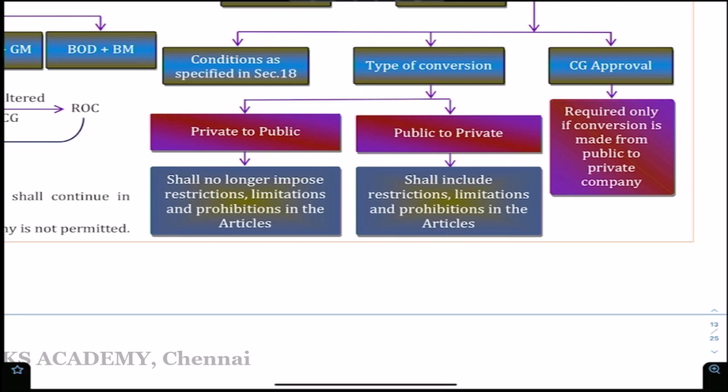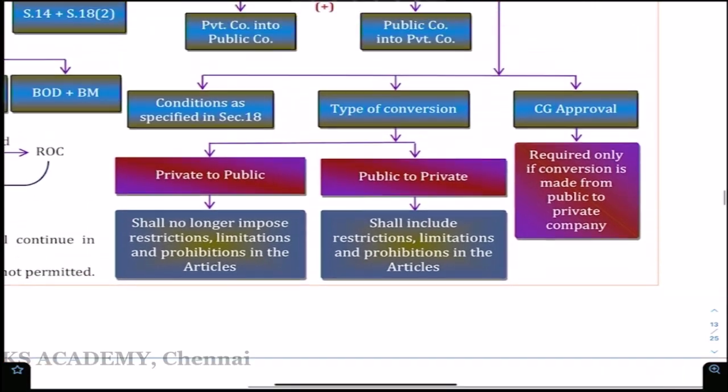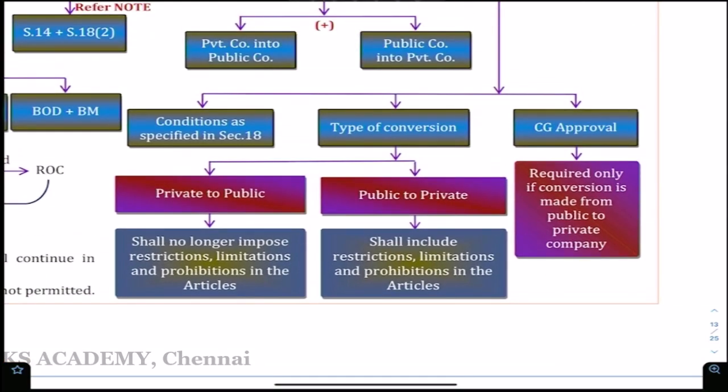Next, type of conversion. Two types will be there. First one, private to public. Private to public, it will remove restrictions, limitations and prohibitions. Public to private, it will include them. Central government approval is required only if conversion is made from public into private company.